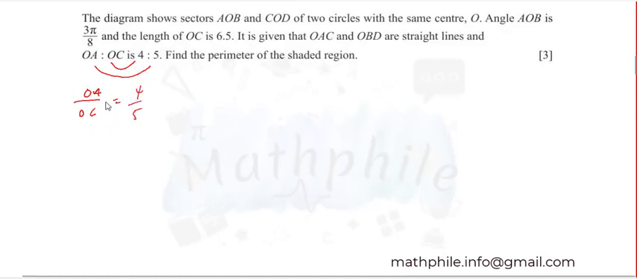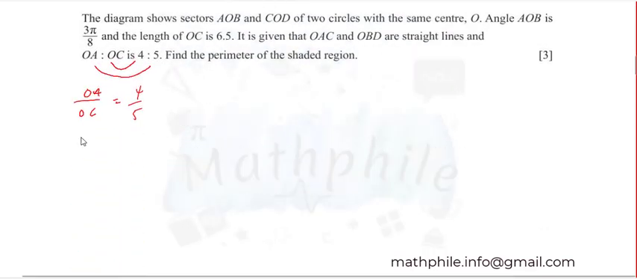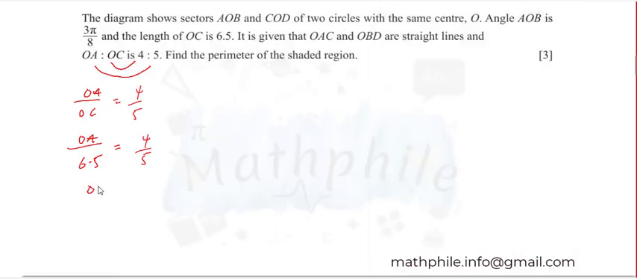So OA, do we know OA? We don't know OA. So let's represent it with OA. I wanted to use X, but it's fine. OC is 6.5. This equals 4 over 5. So let's do the cross multiplication. 6.5 times 4 divided by 5. That should give us 5.2. So OA is 5.2.